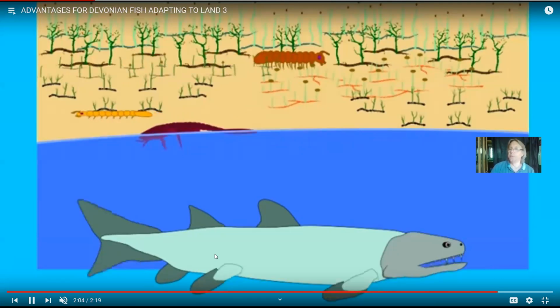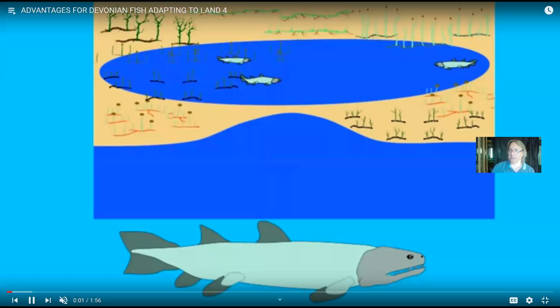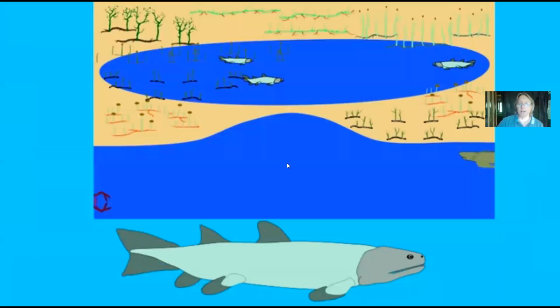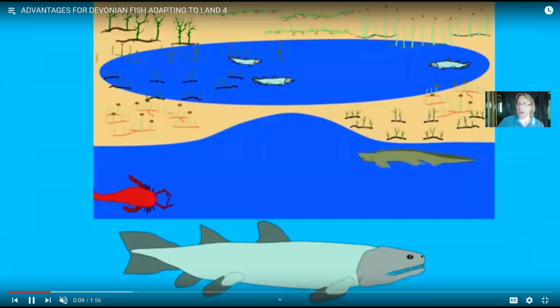Not only was there food on land, but the water was dangerous. All right, the main predators of the Devonian were in the seaways. So there were sea scorpions, which were primarily aquatic.